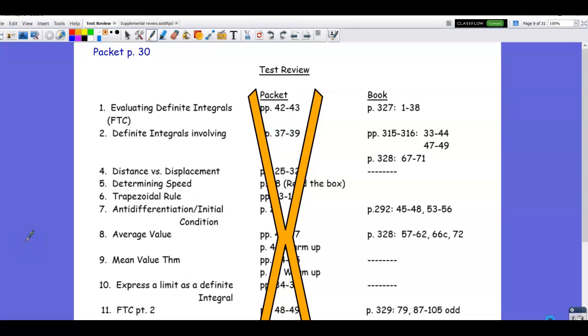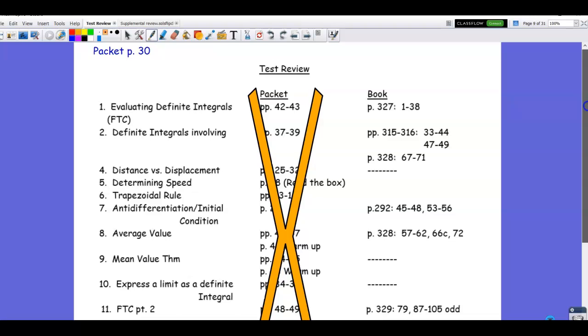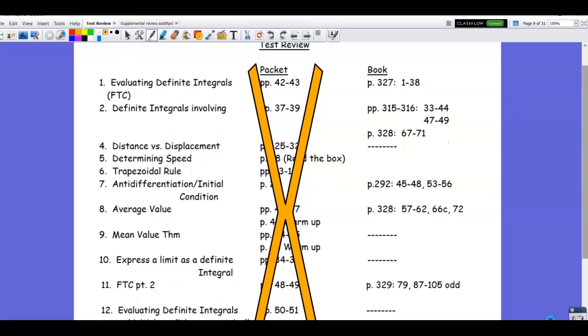Students, this is the test review video for the test on area under a curve part 2. And in your packet, it might not be page 30. It depends on what year you're taking this course and how the page numbers have changed. But the test topics, as you can see, are over here on the left-hand side.